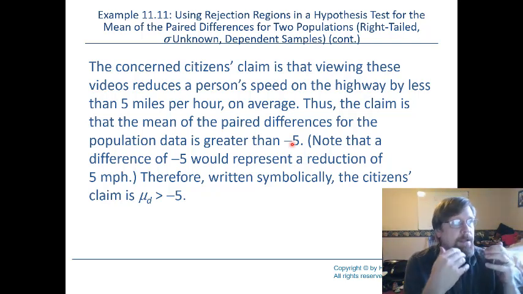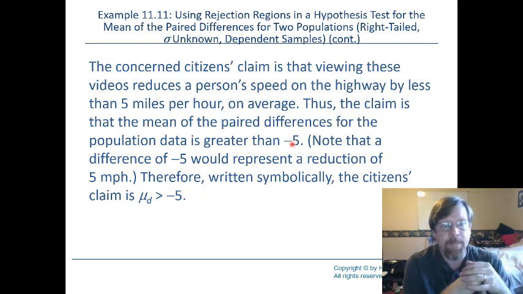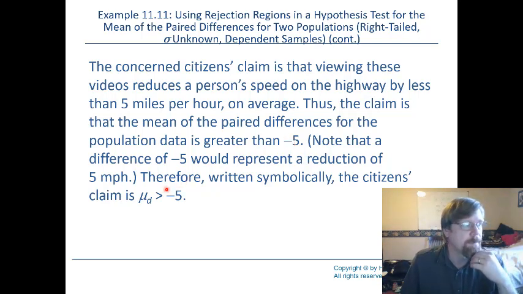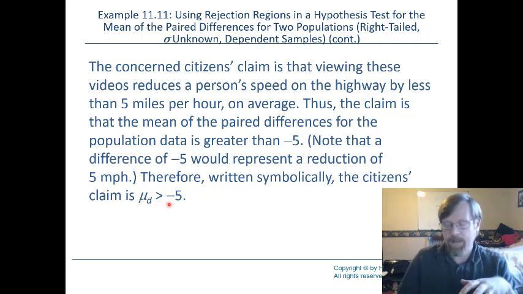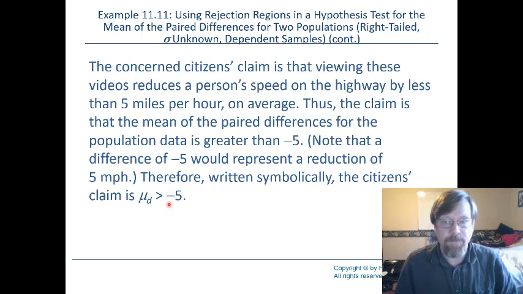So -4 would be a smaller speed reduction than -5. So we'd write this as the mean difference is greater than -5. Greater than -5 still could be a negative number. It's just going to be -4 point something, -3 point something. It might be a positive number, but it's greater than -5.